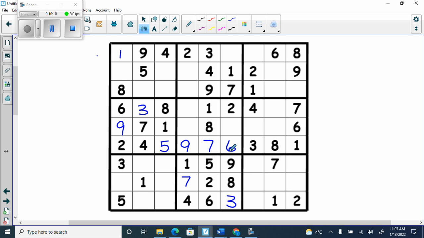This first row. 1, 2, 3. I'm missing a 4 and a 7. 4 goes in the bottom square, because this one already has one. This would have a 7.